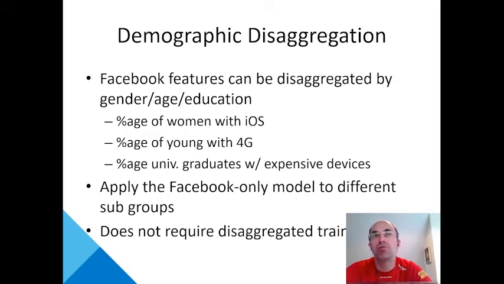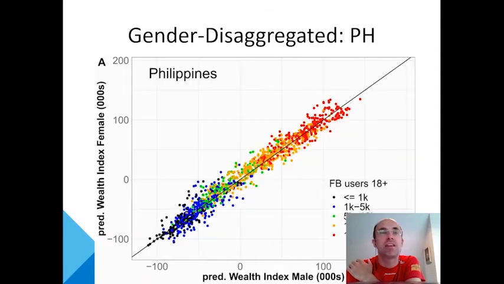So instead of using the feature of the percentage of all Facebook users using iOS, we would look at the percentage of women using iOS, or the percentage of young people who predominantly access Facebook through 4G, or the percentage of university graduates who have particular devices, let's say the iPhone X, etc. The beauty of this is that to apply it, we don't actually need disaggregated training data. The features are disaggregated, but the model is trained on household-level data. So if this gives any sensible results... Here I'm showing data for the Philippines where every data point is a cluster.